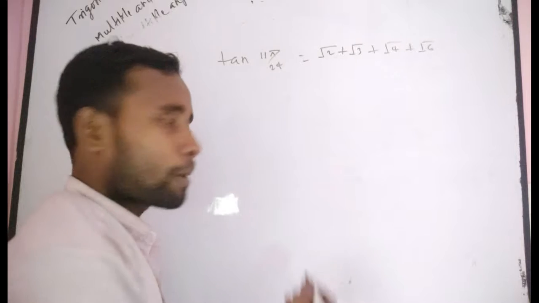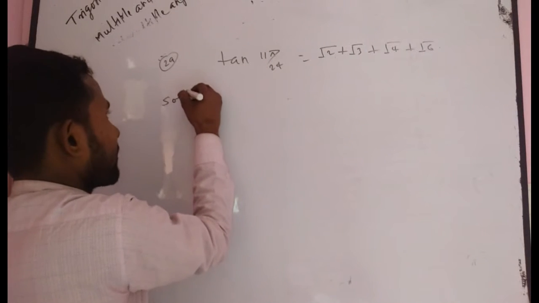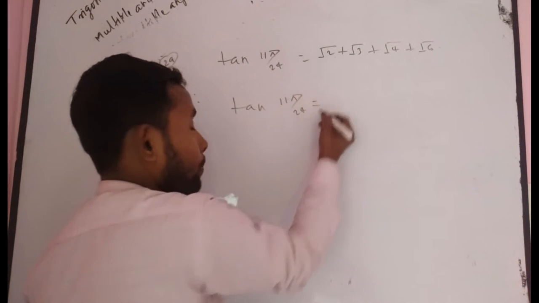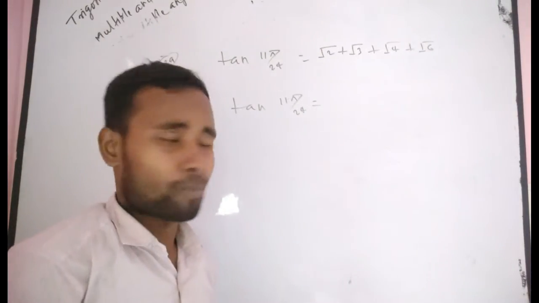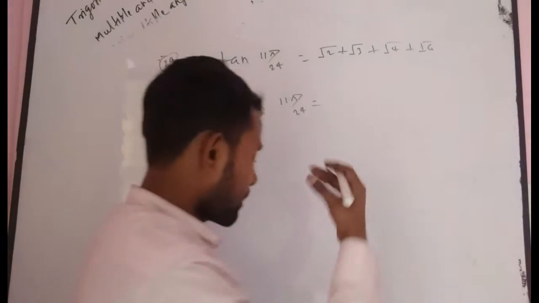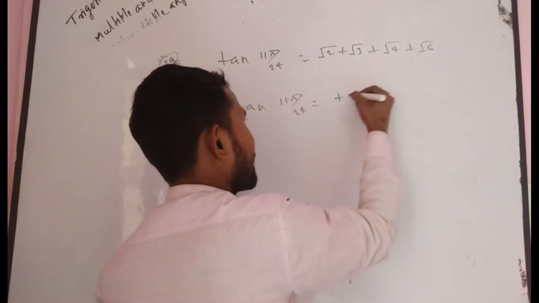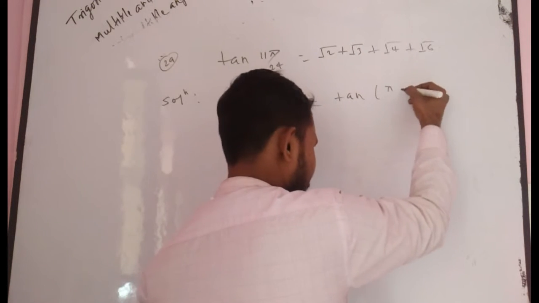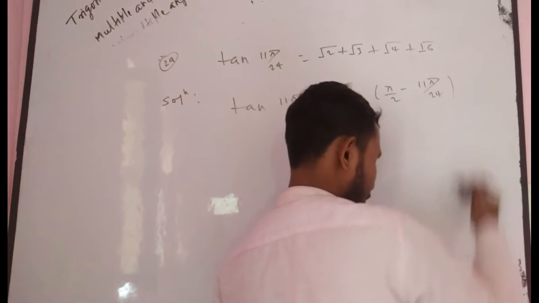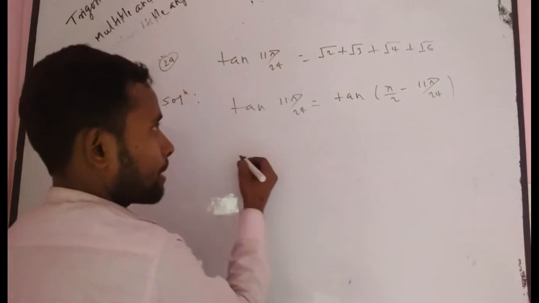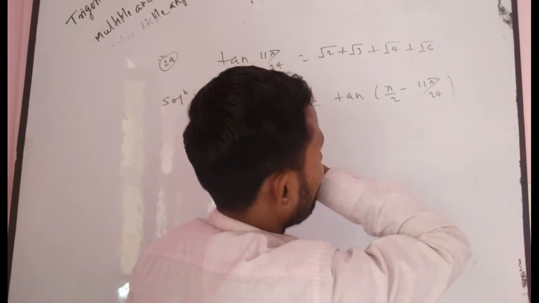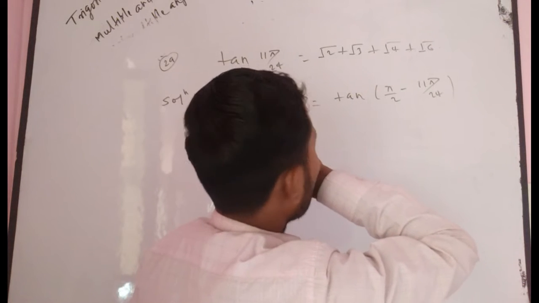How can you solve this problem? Again, I want to tell you. Firstly, tan 11 pi by 24. If you simplify 11 pi by 24, it becomes an angle about which you don't know. So I want to simplify it. Can you write tan of pi by 2 minus 11 pi by 24? Now 12 pi minus 11 pi, that will be pi by 24.